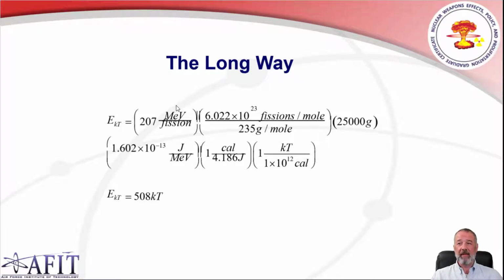Okay, joules to MeV, calories in joules, kilotons in calories, when all I needed to do was go from MeV to kilotons. Yeah, you can do it this way, and you'll get a little bit more precision, depending on how many digits you use. But really, you're not a weapons designer, so I don't expect you to go through all of this every single time you want to find out what a yield is from some mass of a fissile material.